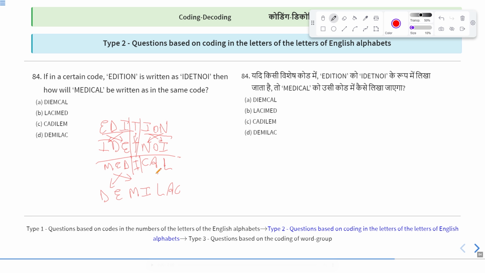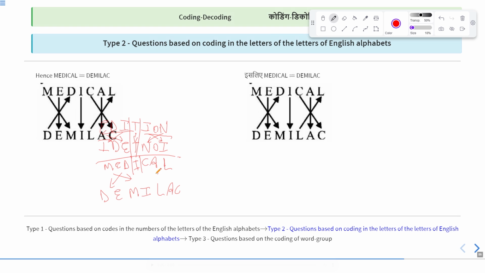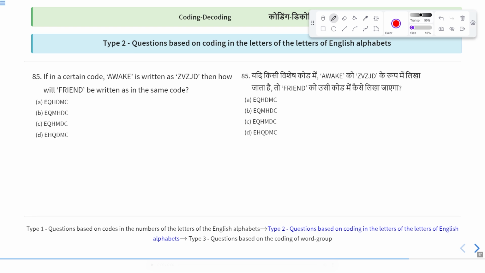Temilak is the last one, D. See again, first and third letter being swapped, taking three letters at a time, leaving the middle letter unchanged. So Temilak. Next. This is the last one for today.